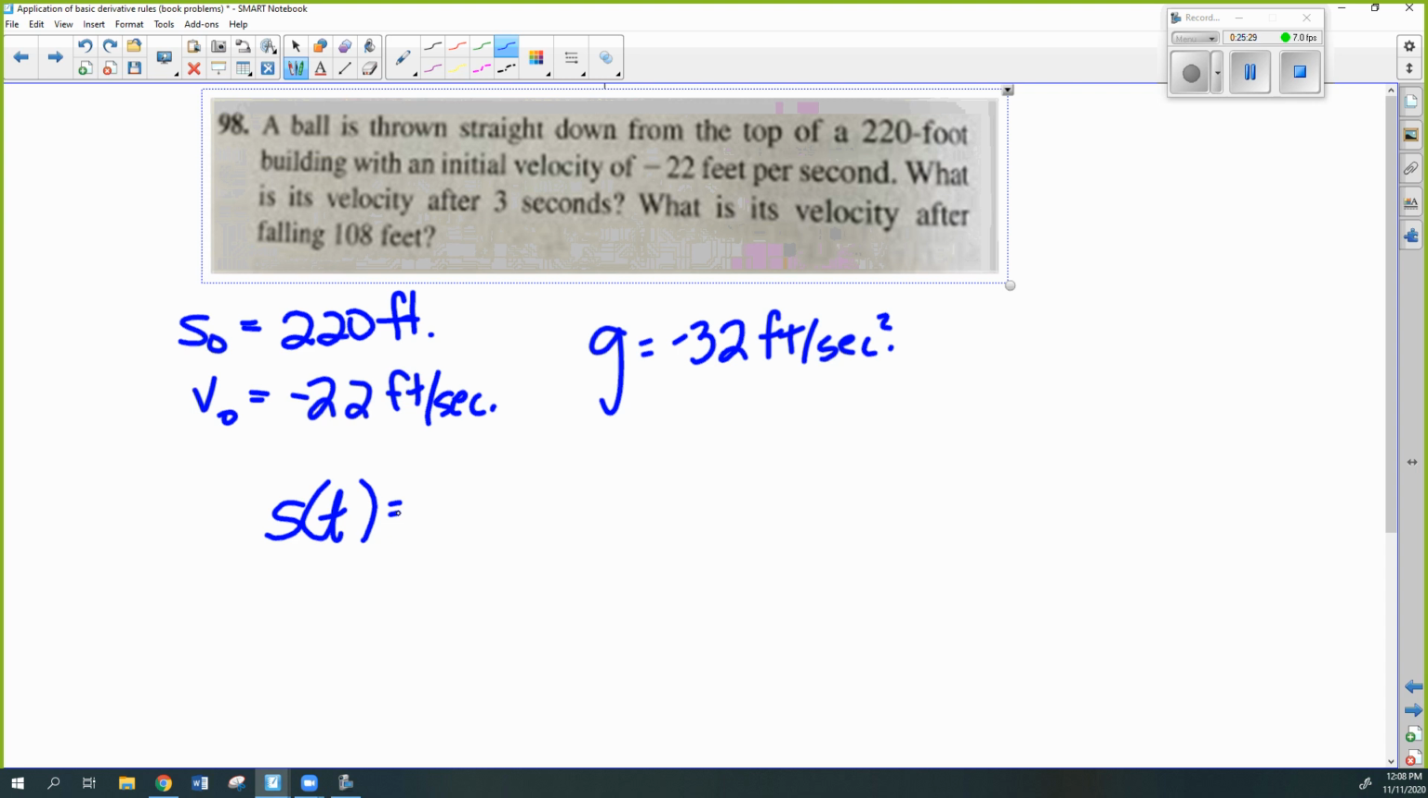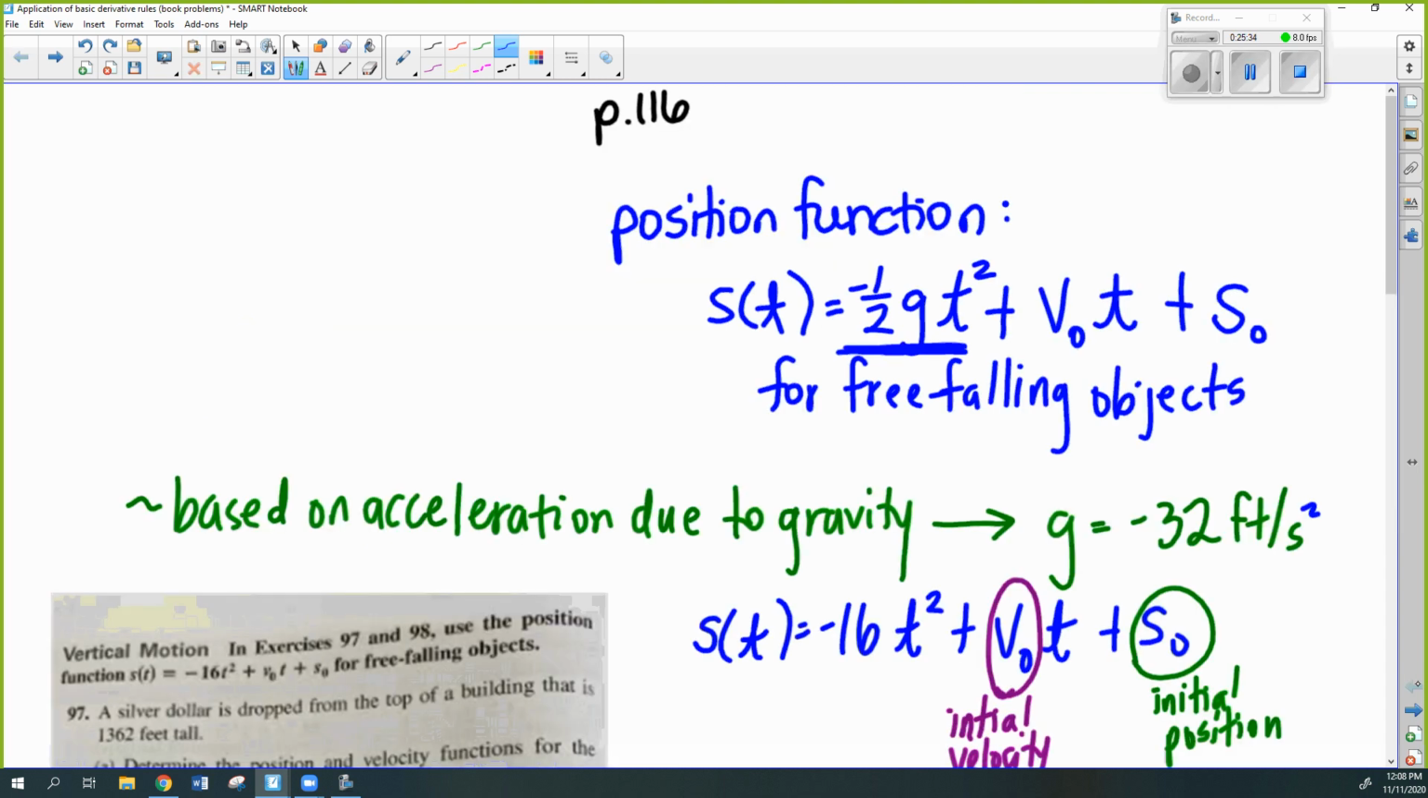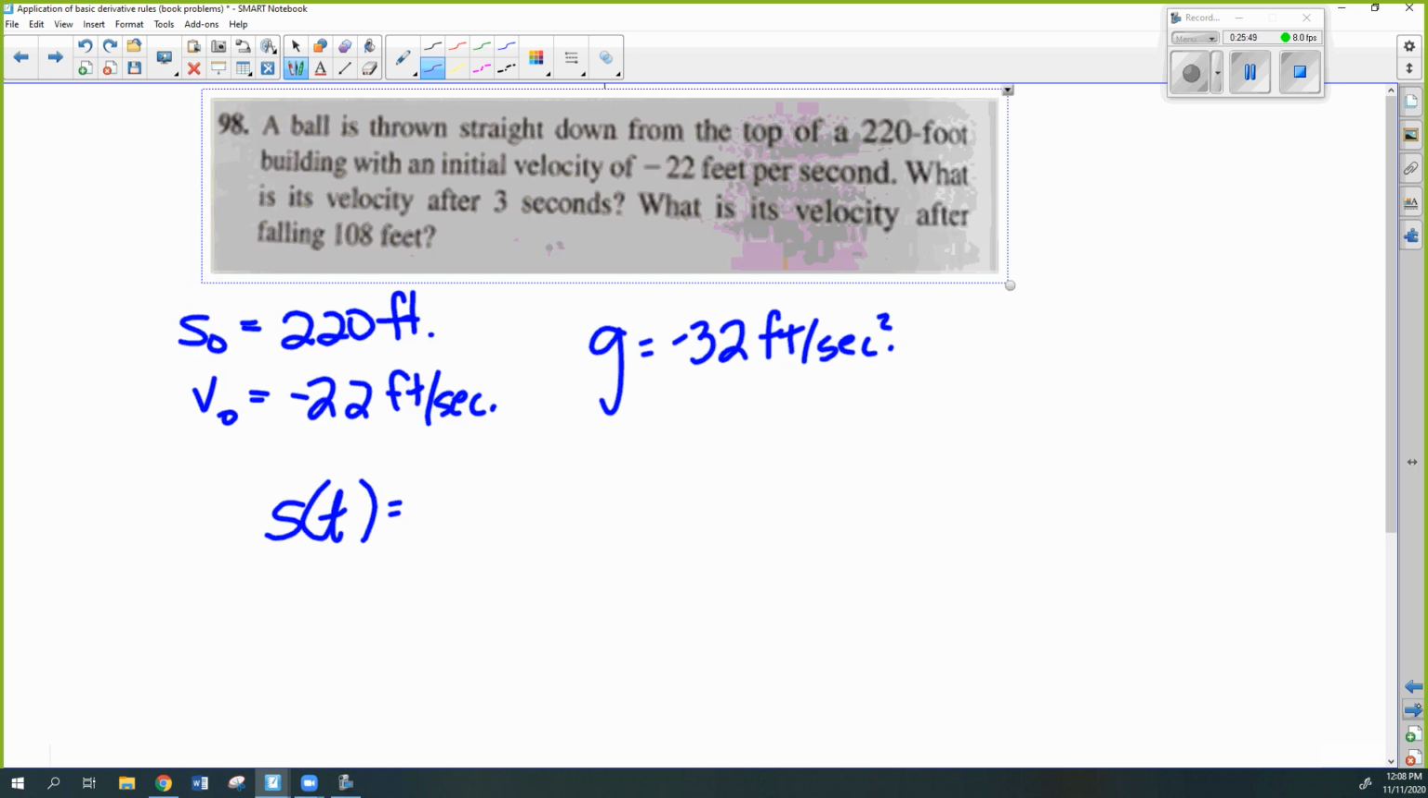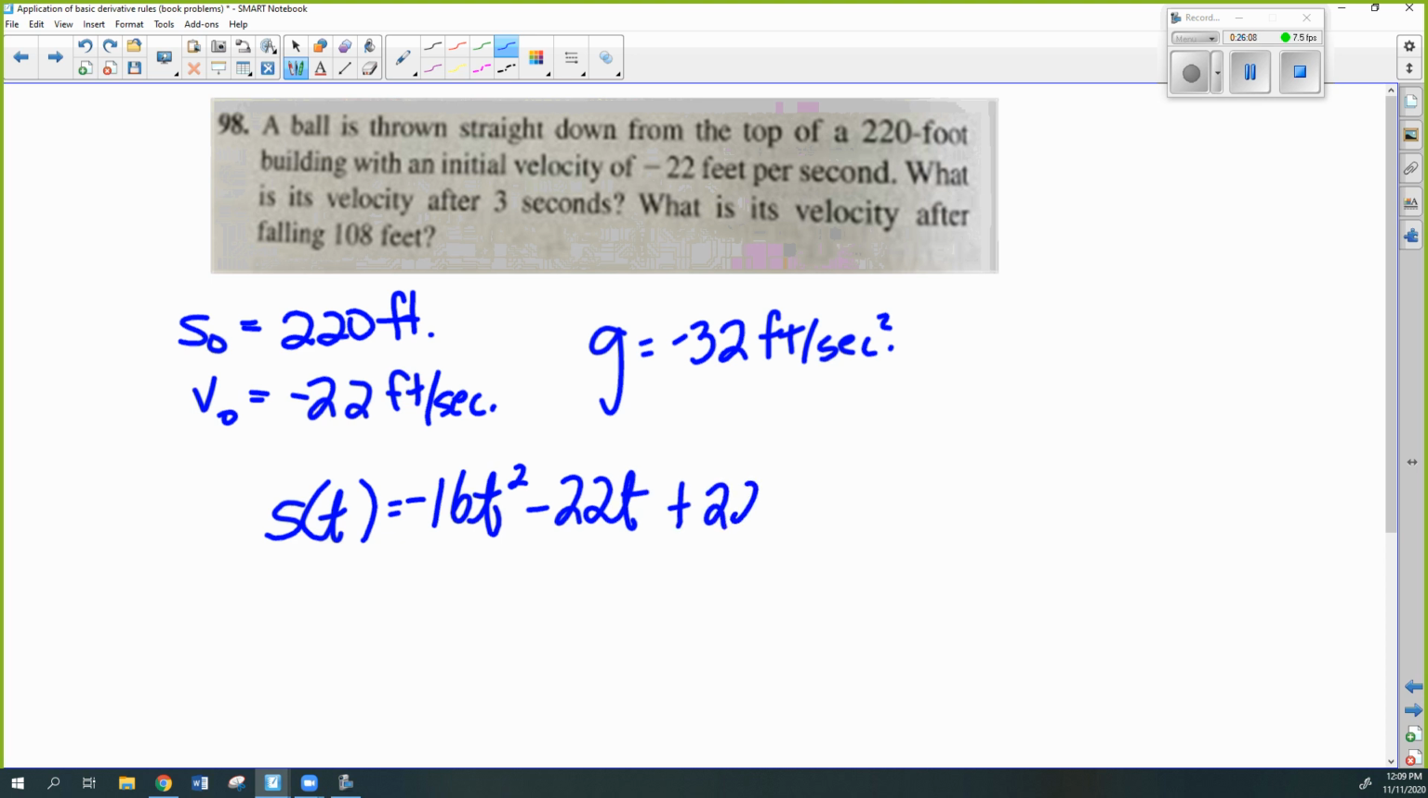It's 1/2 times g. Did I write negative 1/2 on the other slide? Oh, g's already negative. So the 1/2 isn't. So in the very beginning, get rid of, like, the 1/2 is not negative, the g is negative. Sorry. Shame on me. Okay. So then when I take 1/2 of it, I still get that negative 16t squared. Right? Except this time I have an initial velocity to go with the middle term. And I have an initial position.